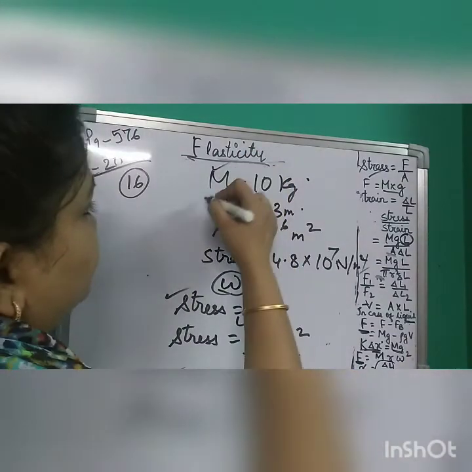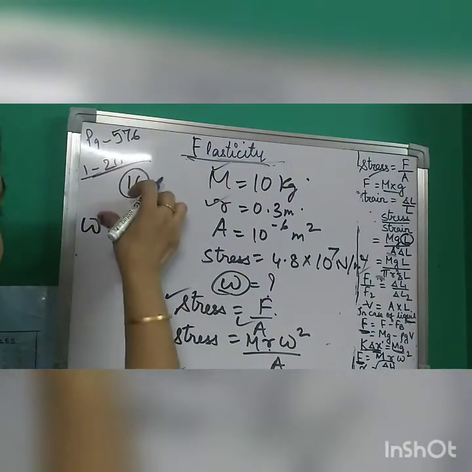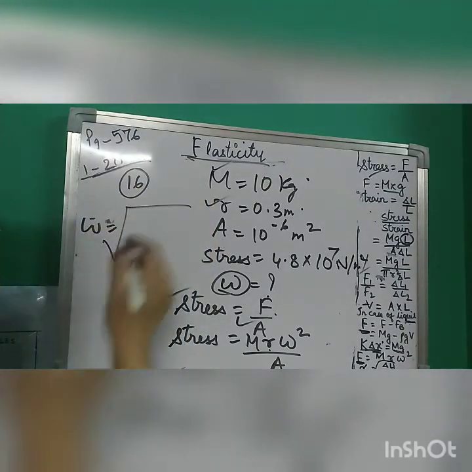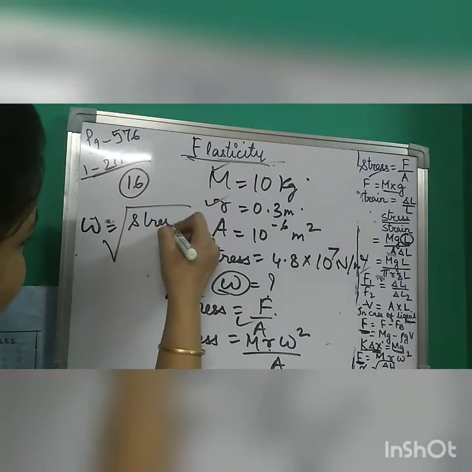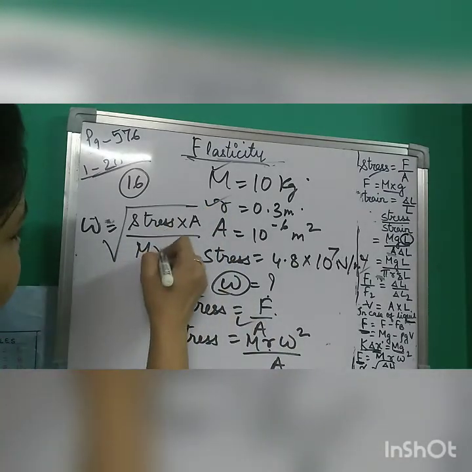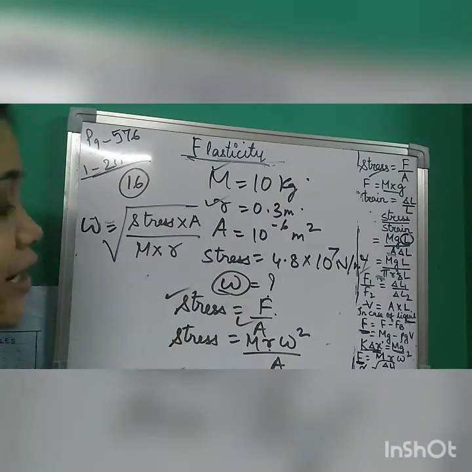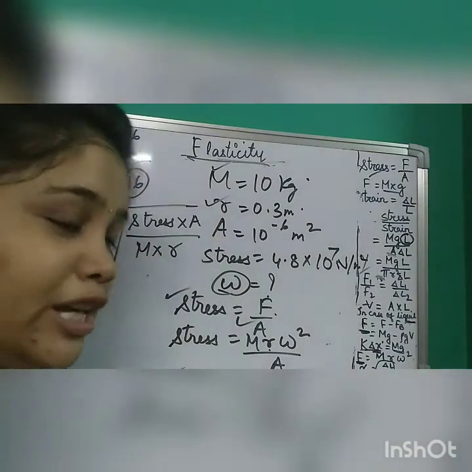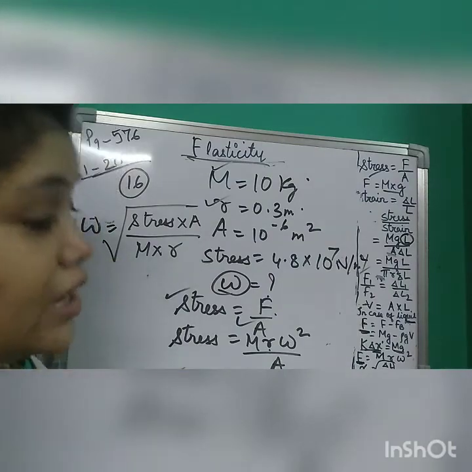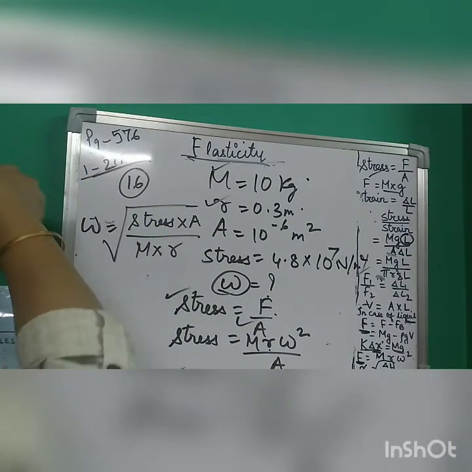See, m is given to you, r is given to you. So omega square, or omega, will be equal to stress into area by m into r. Put it, solve it, find the square root and you get the answer. So remember, F is equal to m r omega square in terms of angular velocity.